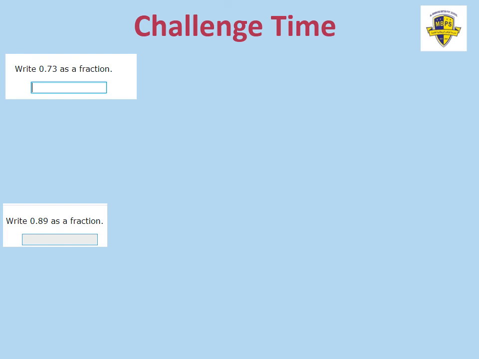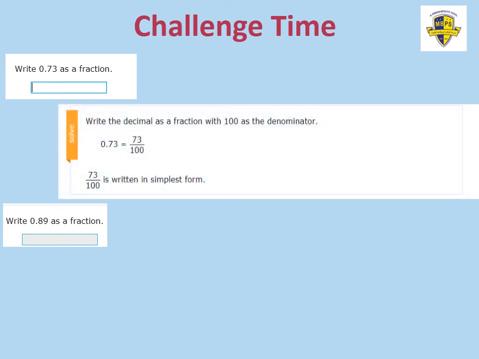Okay, question 1. Write 73 hundredths as a fraction. What is your answer? Let's check. Excellent, because 3 is in the 100th place, so the denominator should be 100, so it's 73 out of 100. Good job.